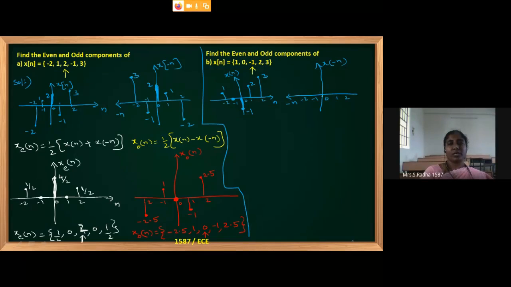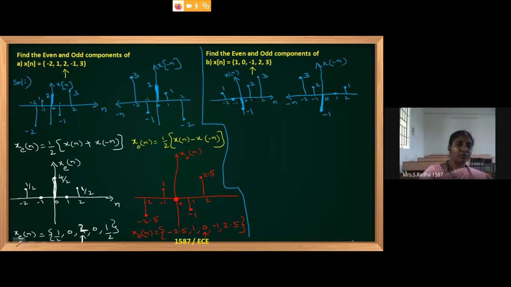Whatever is there at the origin will remain the same, minus 1. Positive side you have 2 and 3. You bring it to the negative side. This is 2 and this is 3 units height. And on the negative side you have 0 and plus 1, so here it is 0 and plus 1. These are the two diagrams required.